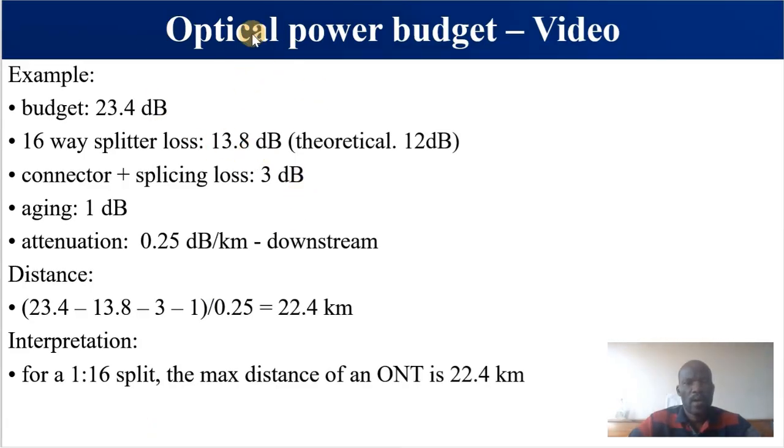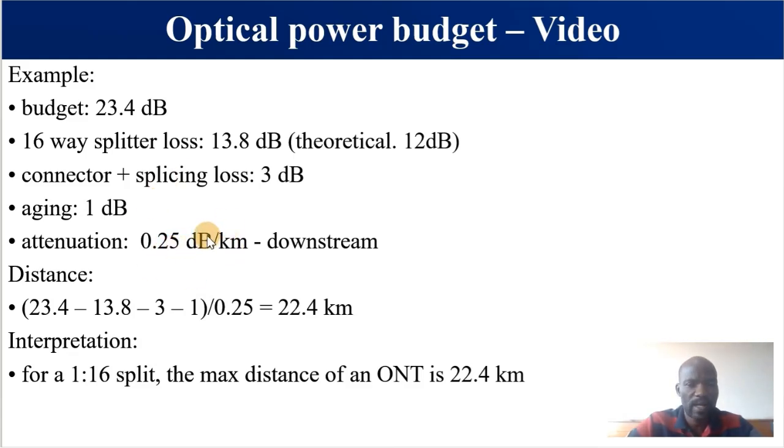Optical power budget for video. This is in the downstream direction, and we saw that it has one transmit power and one receive power from the OLT to the ONT, and we are having a budget of 23.4 dB, and we are using a 1:16 way splitter, connector and splice loss of 3 dB, a margin of 1 dB due to aging, and attenuation of the fiber of 0.5 dB per kilometer.